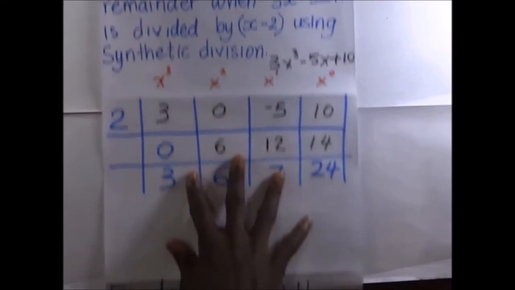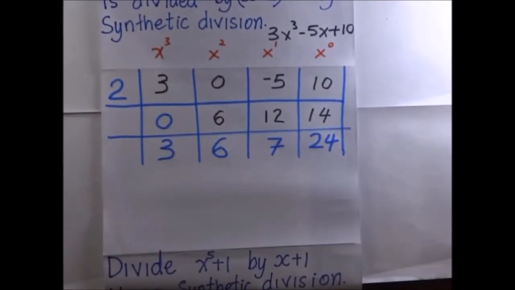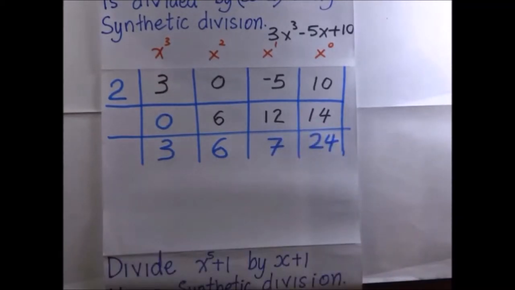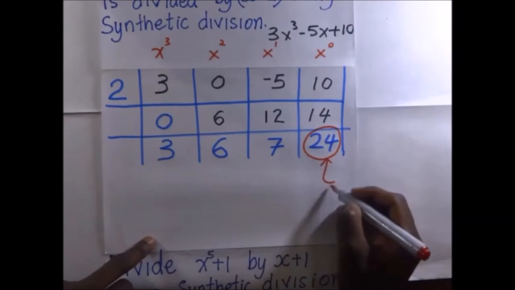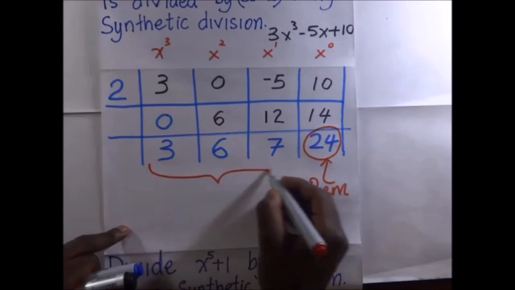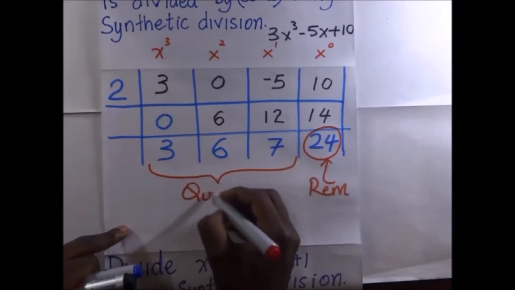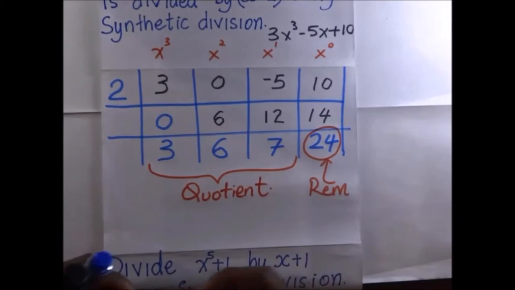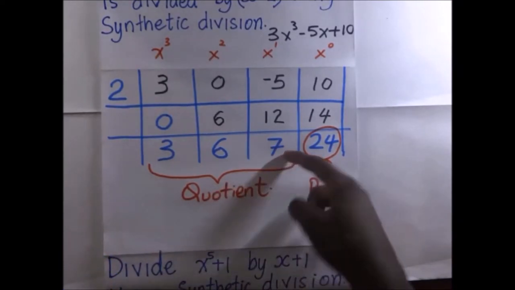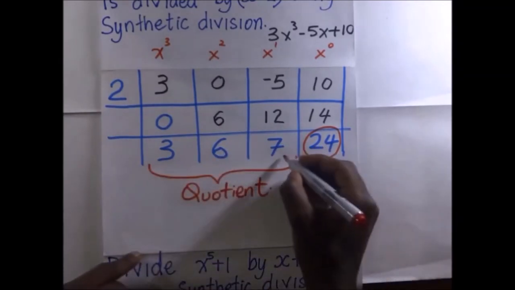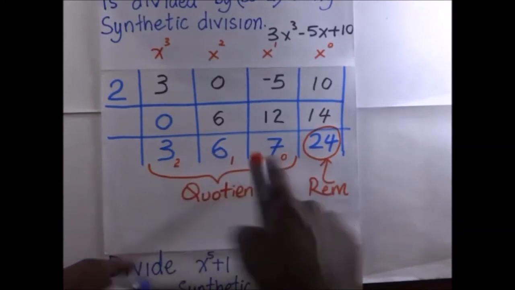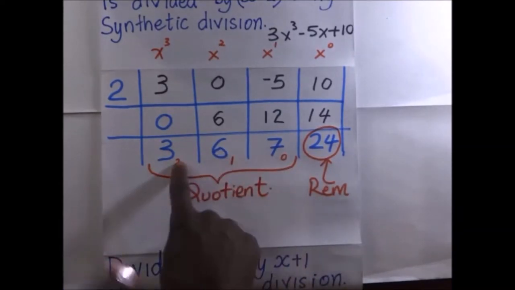So now, after getting our figures like that, this last number here is what is going to give us the remainder of the number. This is the remainder. And then this gives us the quotient. And for the quotient we get here, the value of x, we'll start counting from this, going that way. The power of x here is 0, then 1, then 2.